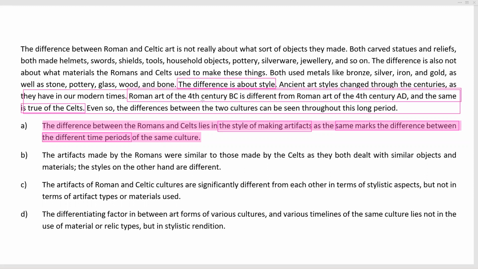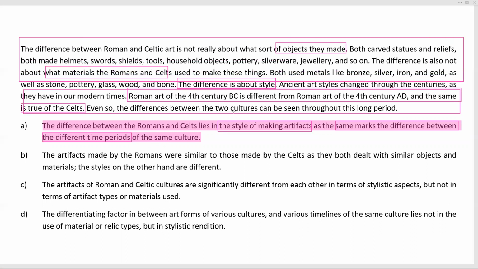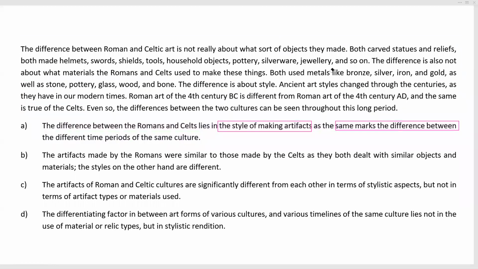So we find that these two aspects are covered, but there are marked similarities between the two cultures, which we see in the types of objects they made and the materials they used. So this first part, about 3 to 4 lines, 3.5 lines, is omitted from this option. So option A is quite limited. Hence, A can be eliminated.